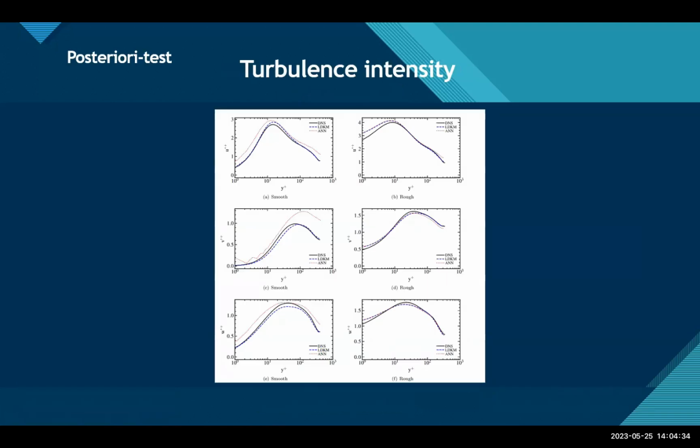And in this slide, you can see the turbulence intensity for both smooth and rough cases. As you can see, in smooth cases, we have a higher turbulence intensity in our ANN model, but in the rough case, we obtained a good result for training the subgrid scale model by the ANN algorithm.